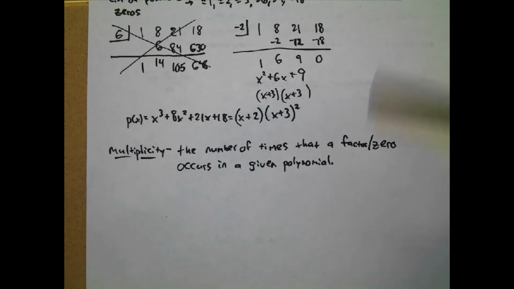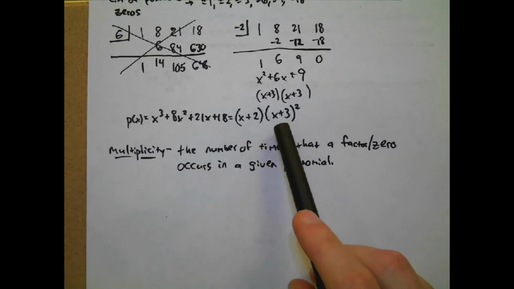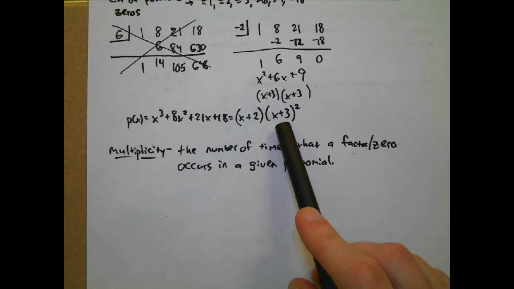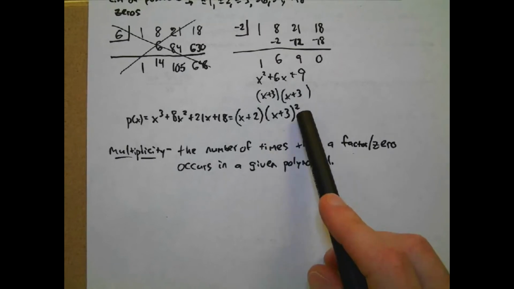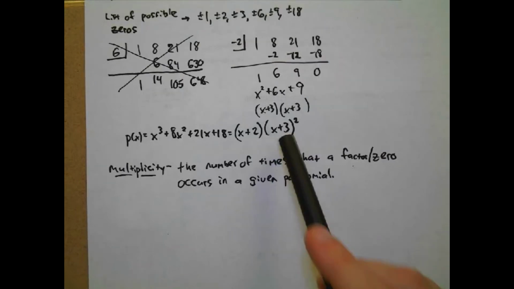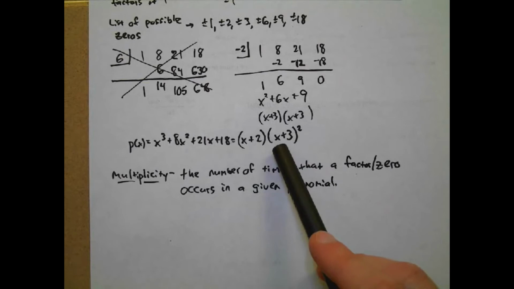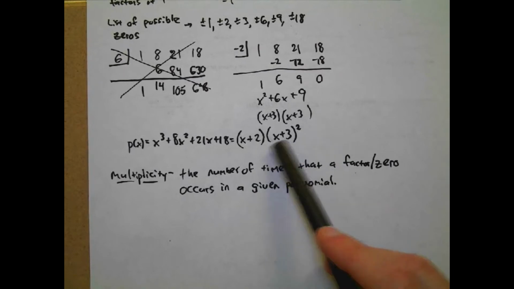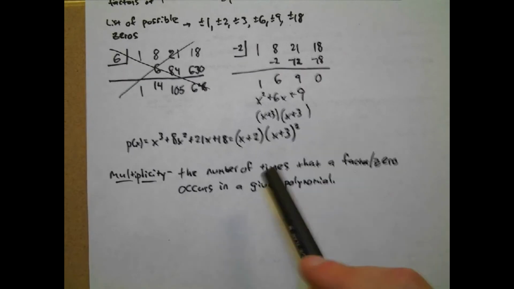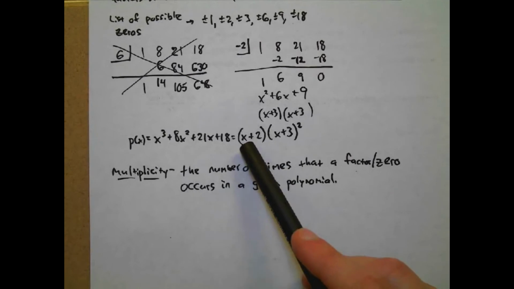So what is the multiplicity of our x plus 3 factor here? Multiplicity is 2, okay? Occurs twice, right? Or you could say the multiplicity of the 0 of negative 3 is 2 as well, right? So either the factor has a multiplicity of 2 or the 0 of negative 3 would also have multiplicity of 2. What's the multiplicity of this 0?